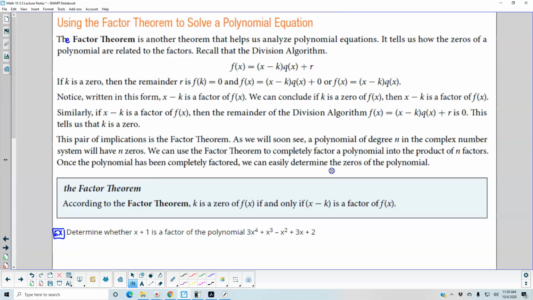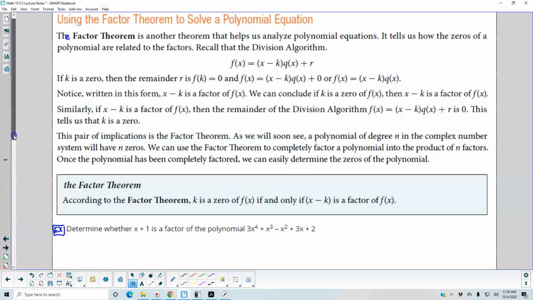As we will soon see, a polynomial of degree n in the complex number system will have n zeros. We can use the factor theorem to completely factor a polynomial into the product of n factors. Once the polynomial has been completely factored, we can easily determine the zeros of the polynomial. So the factor theorem: according to the factor theorem, k is a 0 of f of x if and only if x minus k is a factor of f of x.